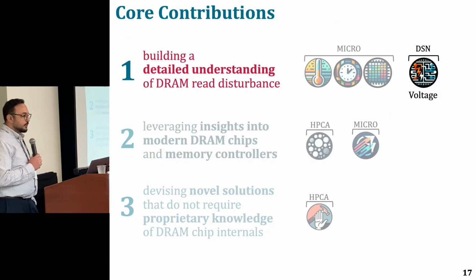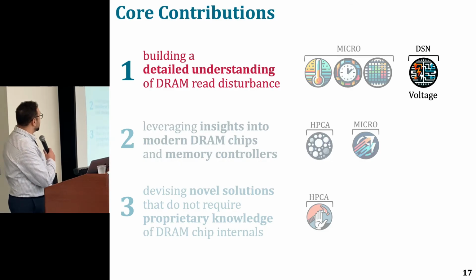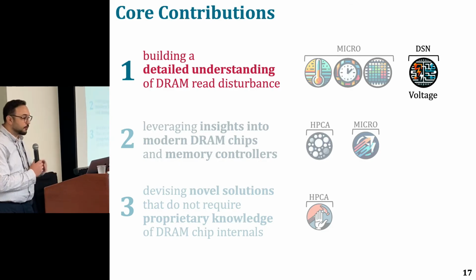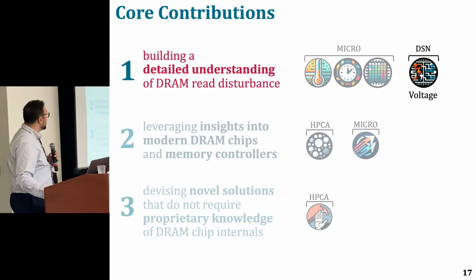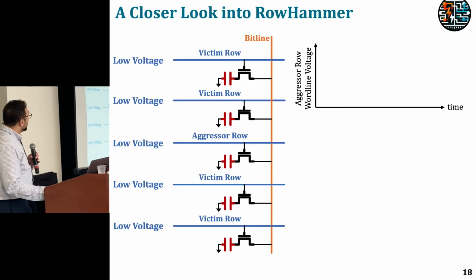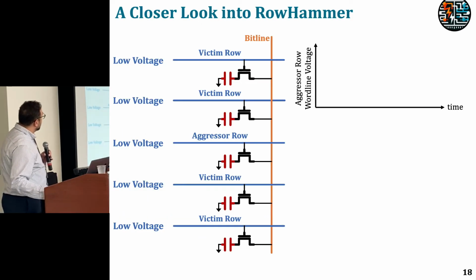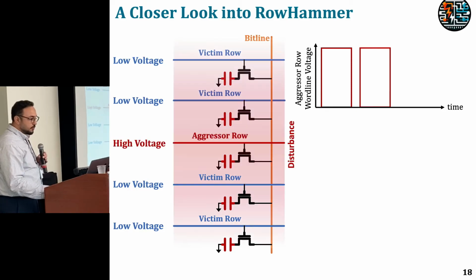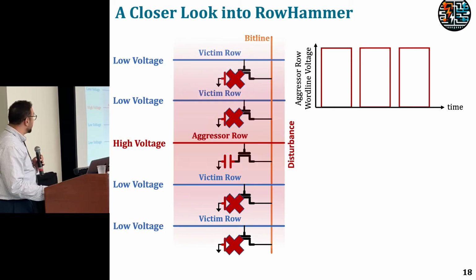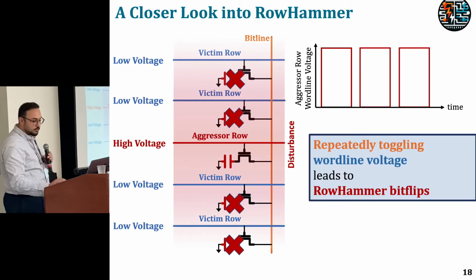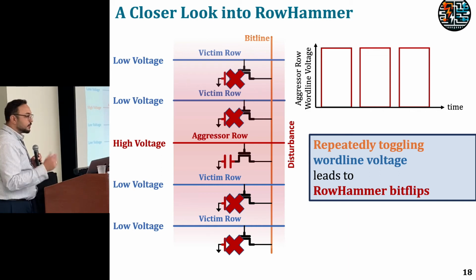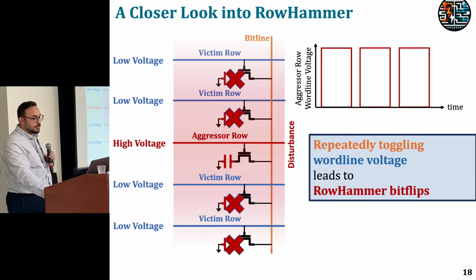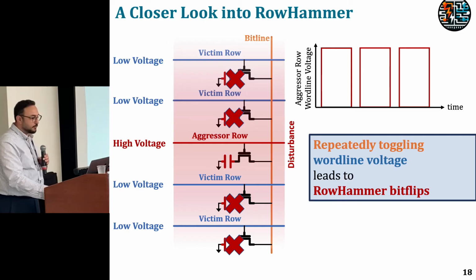So the next paper about building a detailed understanding of DRAM disturbance is focusing on the effects of voltage, and it's published in DSN. Here, a closer look into DRAM disturbance is like when we conduct a RowHammer attack, basically open and close aggressor rows many times, right? So high voltage, low voltage, we drive the Wordline with high voltage and low voltage. And repeatedly toggling the Wordline voltage is a key thing that leads to RowHammer bit flips.